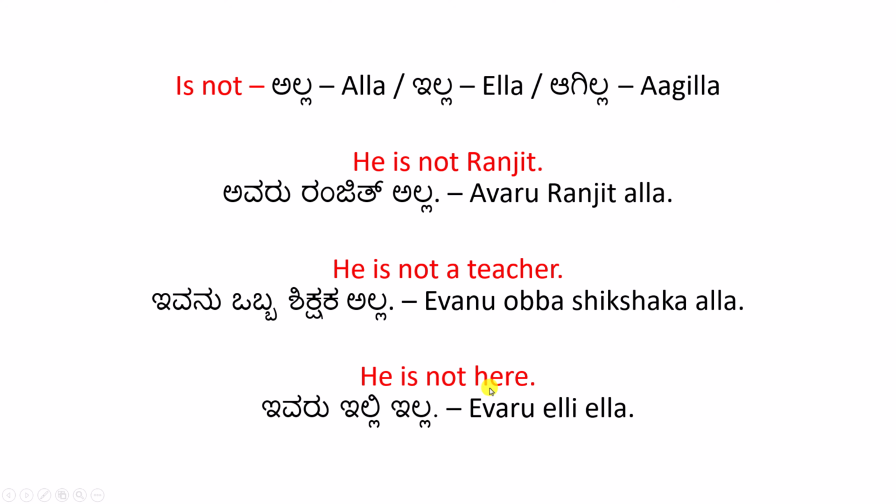He is not here. Ivaru illi illa. Here we have selected ivaru for he, illa is not, and illi is here. Alright. So here the meaning is he is not present here, and so illa is selected for is not.